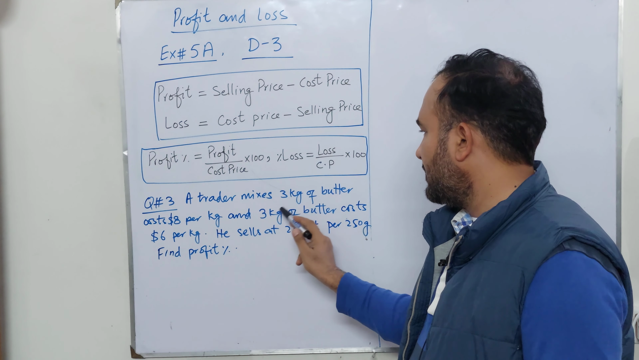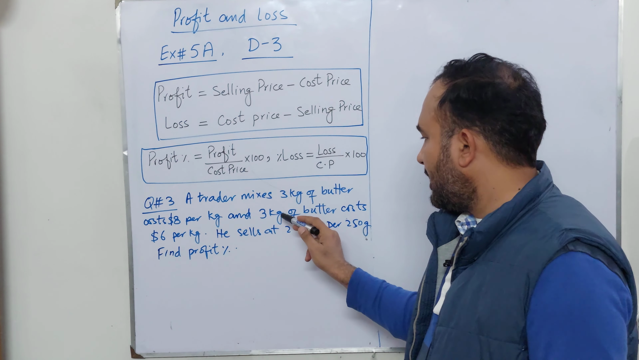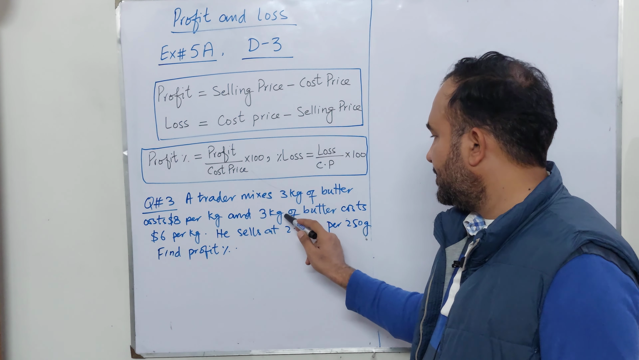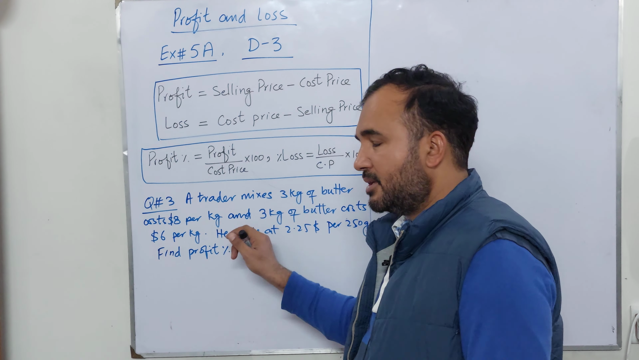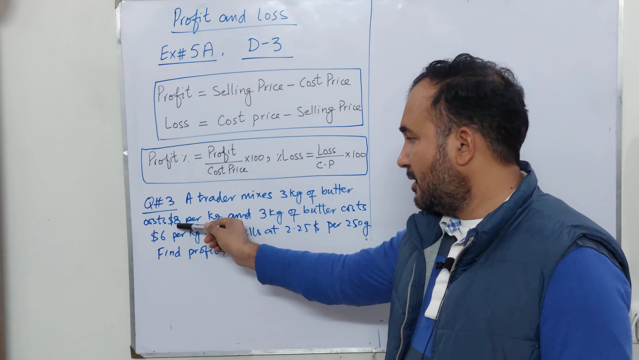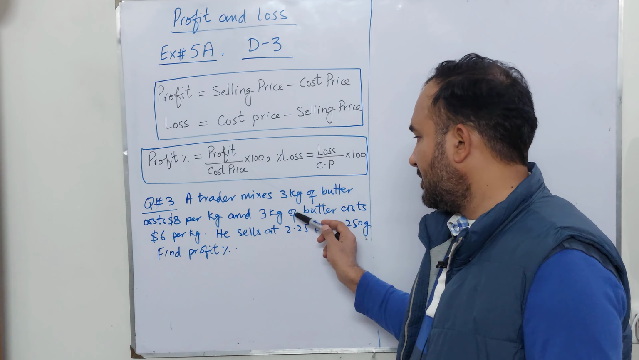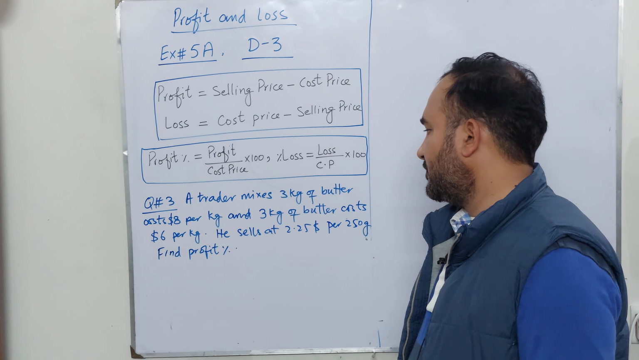Now we are going to solve question number 3, exercise 5a. The question says that a trader mixes 3 kg of butter which costs $8 per kg and another kind of butter which is 3 kg and costs $6 per kg. So basically he mixes two kinds of butter, one is expensive and the other is cheaper, and then he sells at $2.25 per 250 gram.